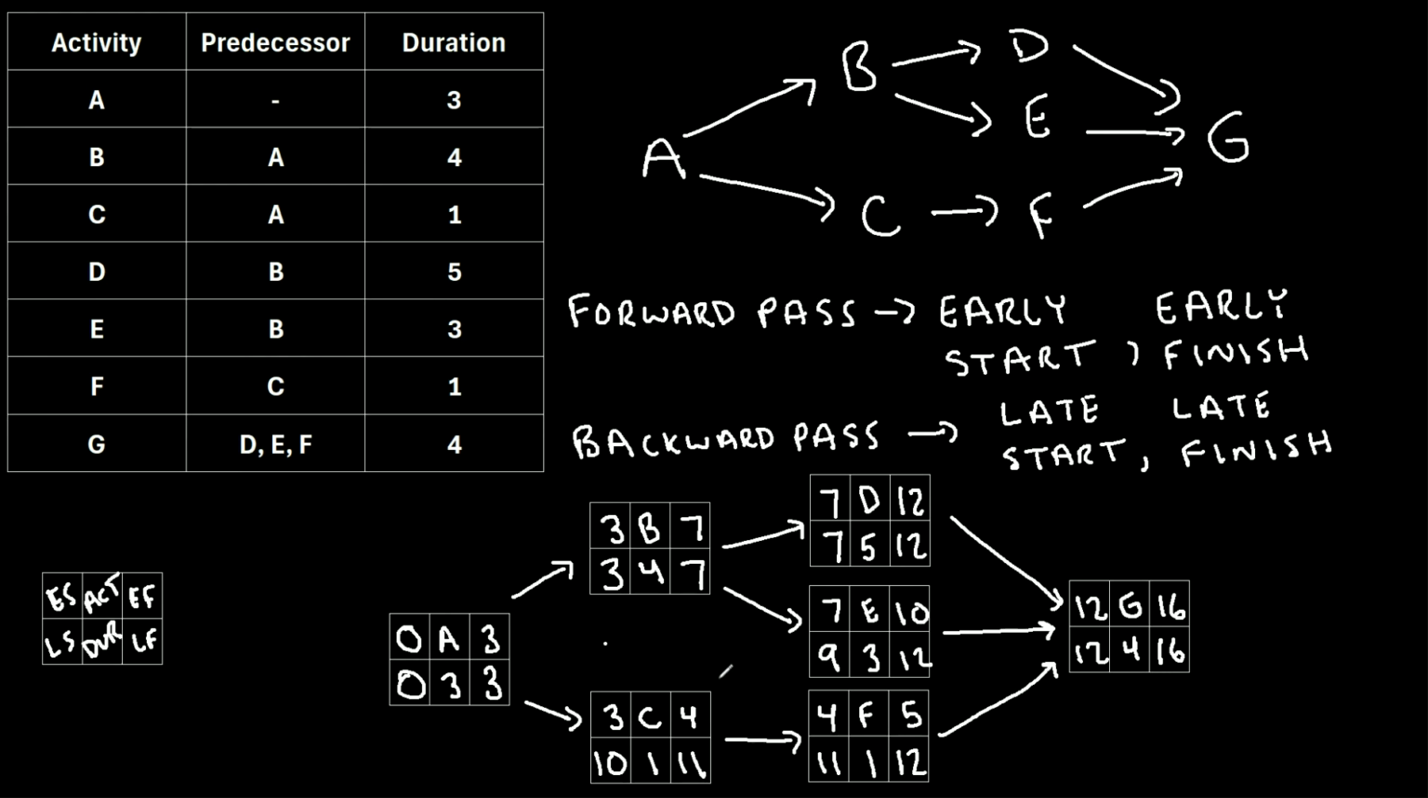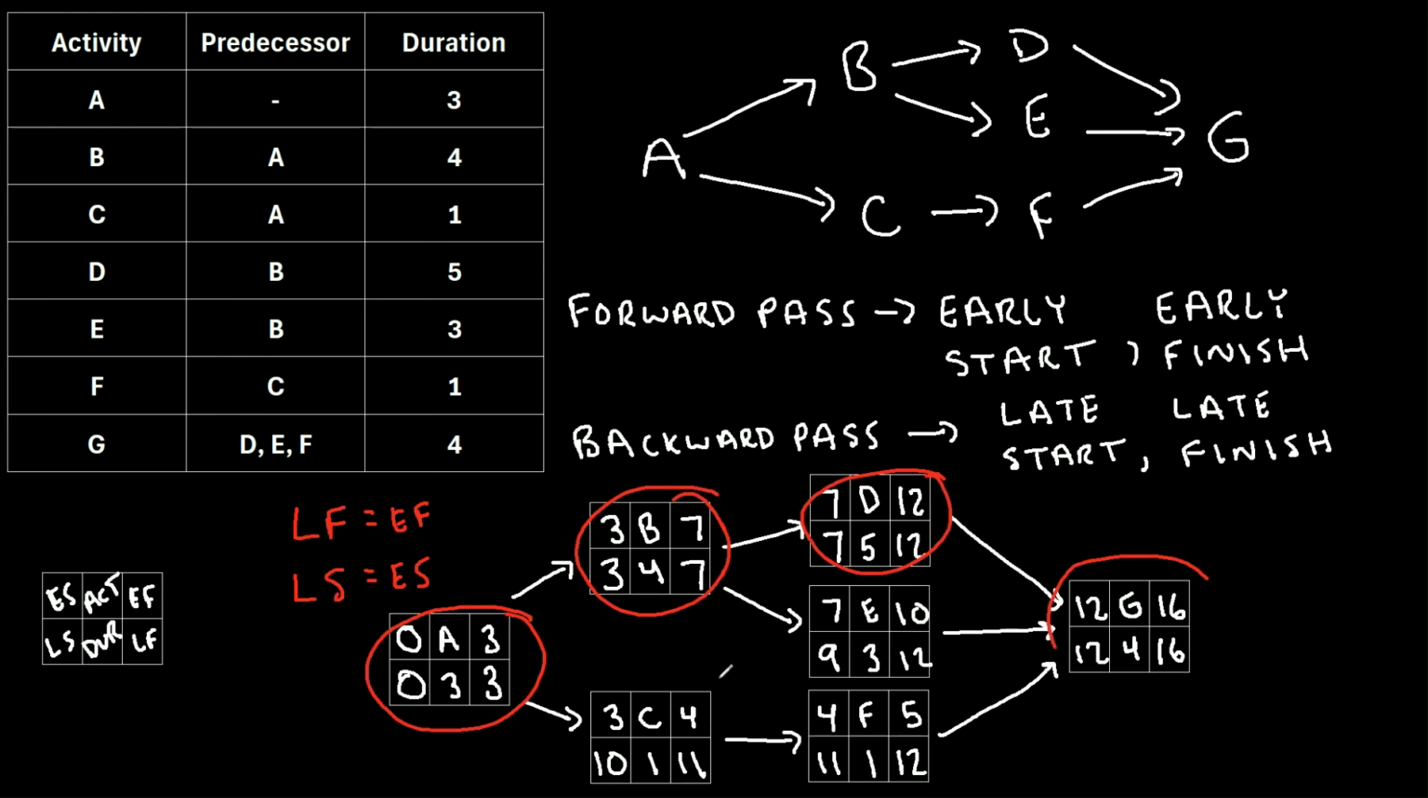Now, one last thing I want to mention is that once you've done the forward pass and the backward pass, you can then identify what is the critical path of this project. And the activities that are on the critical path are the ones where the late finish is equal to the early finish. Or the exact same way to say that is that the late start is equal to the early start. So in this particular project, we can see that activity A, B, D, and G are all on the critical path, because notice that their late finish is equal to their early finish, or similarly, their late start is equal to their early start.